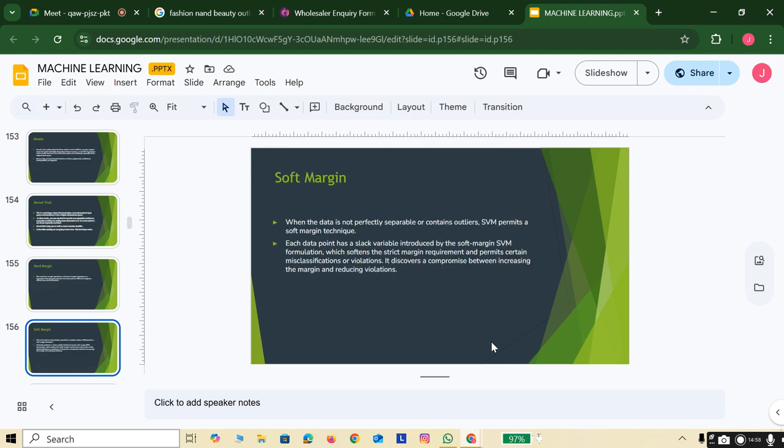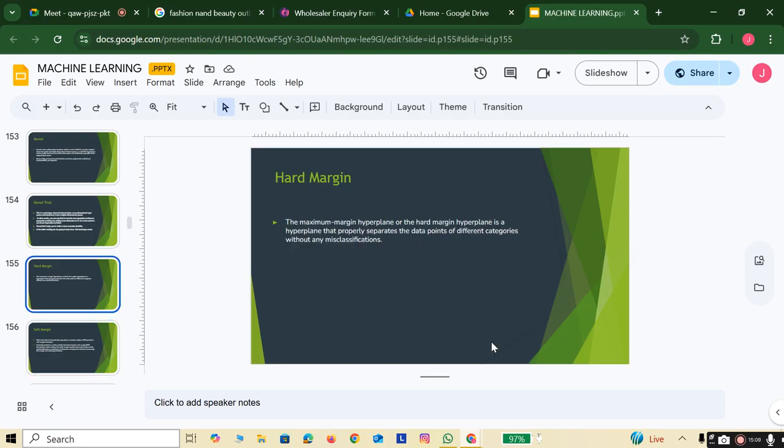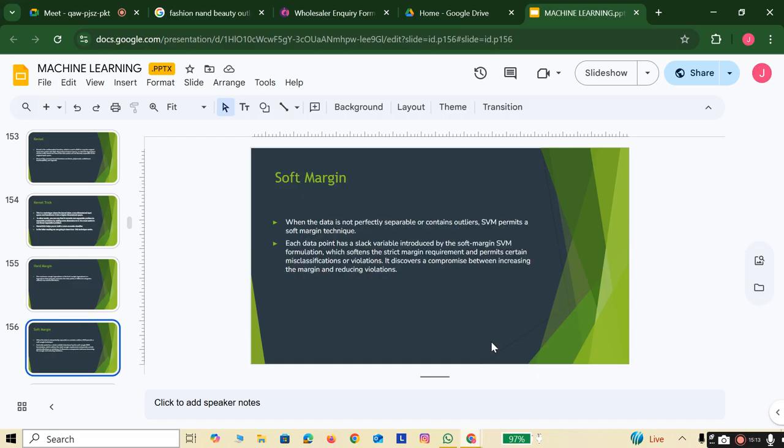But soft margin is the opposite. When the data is not perfectly separable or contains outliers, support vector machine permits a soft margin technique. Now, in as much as we can strive to have a hard margin, it is always recommended we use soft margin because over 99.99% of data points in the world support soft margin. You will always find an anomaly in the data point. That is in simpler words.